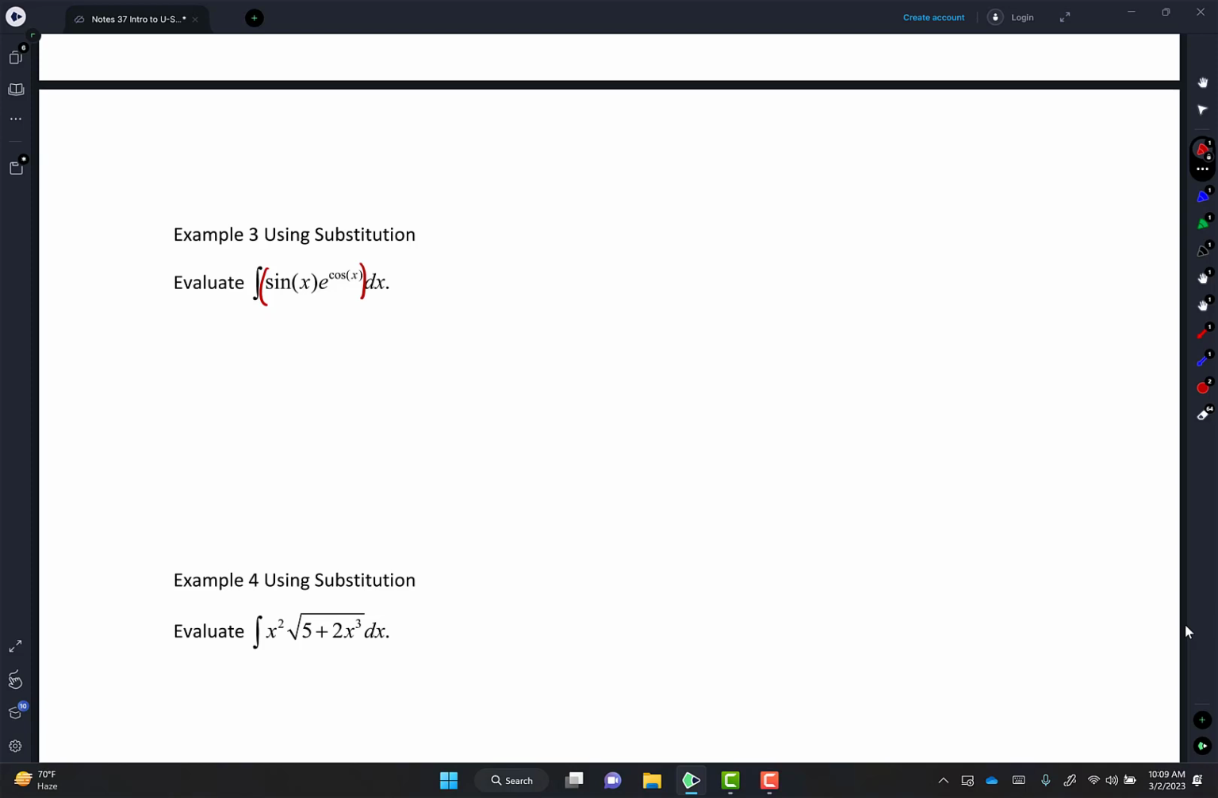A relationship as in, how is cosine and sine related? Well, if you take the derivative of cosine, won't I get sine? So here's how you do it. I'm going to rewrite it like this so it's easier to see. Integral e to the cosine x times sine x dx. Are we okay?